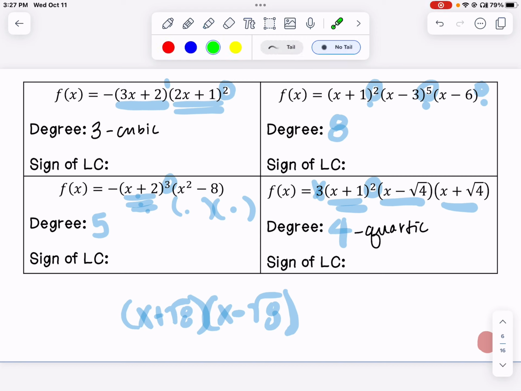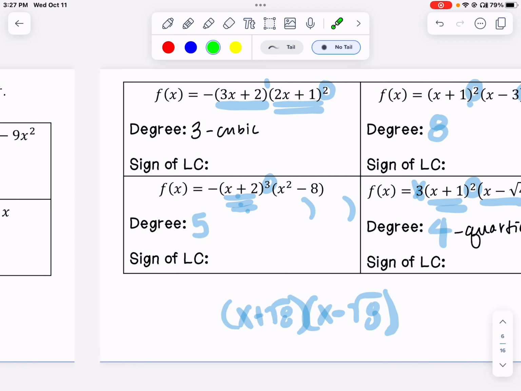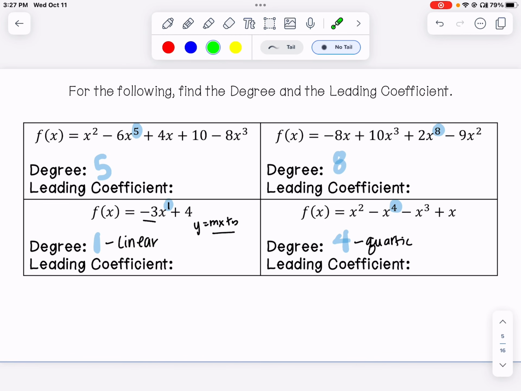So once again, if it's in factored form, we count up how many linears, and sometimes we have to go a little bit deeper here as we did here and recognize that if it's not linear already, how could we break it down more? If it's in simplified form, which we like, it's just that highest exponent.